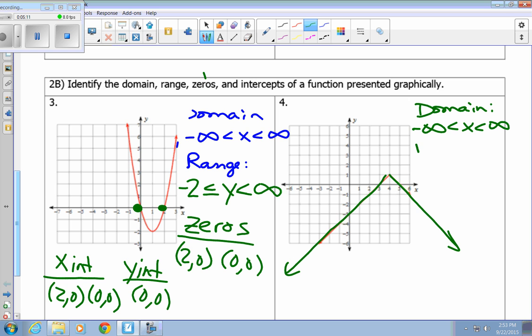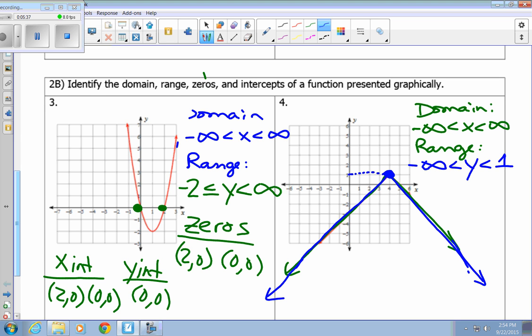The range: how low to how high the graph is. The lowest values, this is going to go down forever, and so will this one. So the lowest values are negative infinity. Those are the y values. The highest part of the graph, either way, is this point here. That y value is at 1. There's an actual point there. A graph is made up of an infinite amount of points. It's a closed point, and it is equal to.